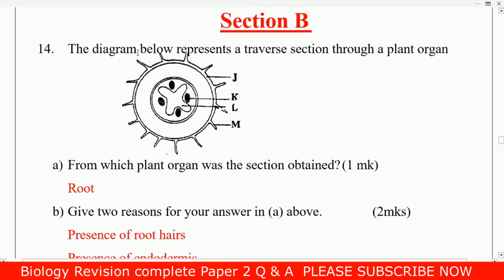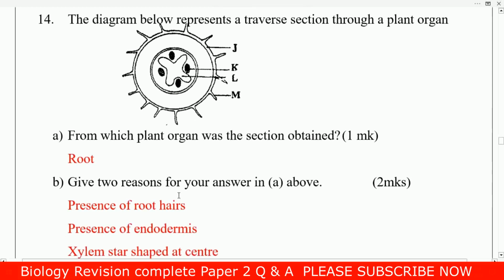Question number 14. You are told the diagram below represents a transverse section through a plant organ. First of all, look at the organ or the diagram. Look at part J, part K, part L, part M. You are asked from which plant organ the section was obtained. That one is roots. Then number 2, you're told to give two reasons for your answer in A above. Why have you said it is a root organ?